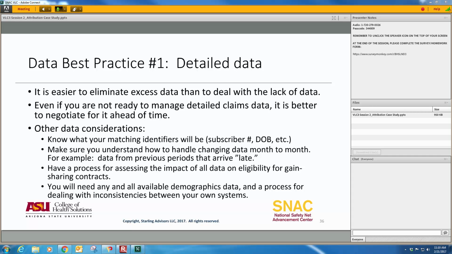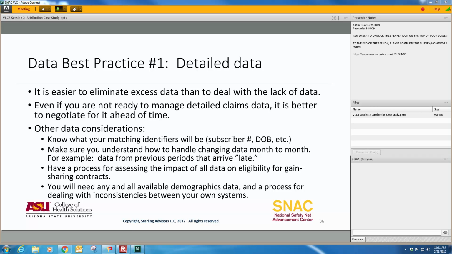Make sure that you understand how to handle the changing data month to month. For example, data from previous periods that arrive late. What do I mean by that? Well, Medicare, for example, has a 12-month claim runout. So you might get a claim in your data file that's 6 months old that you don't get for the first 5 or 6 months. It just shows up in the claims file because it was submitted and paid way late. And so handling those kinds of exceptions can be challenging.